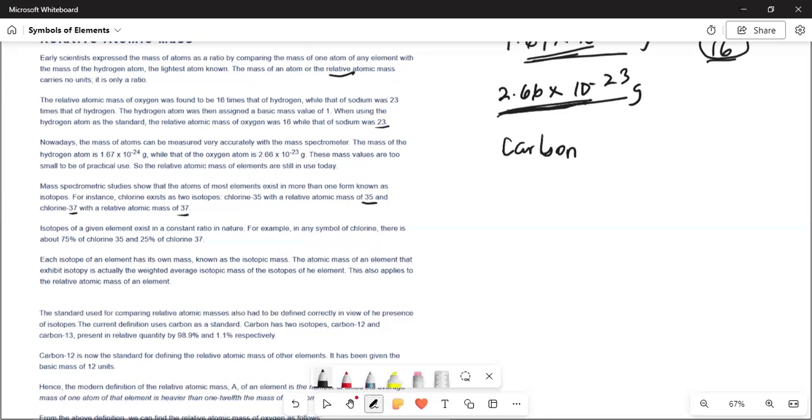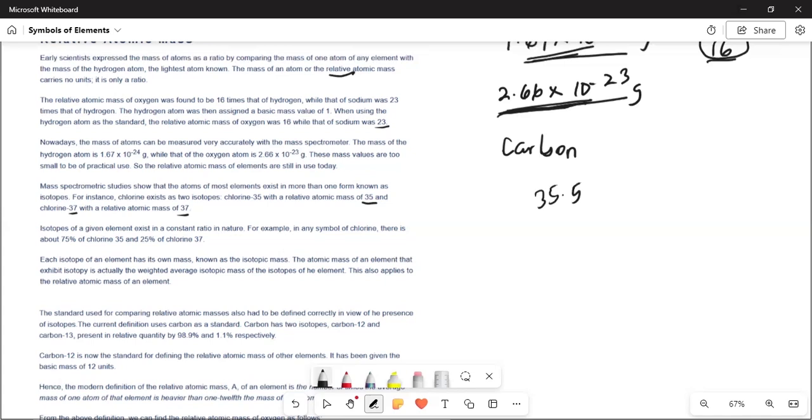Because of that, the relative atomic masses of most elements are not whole numbers, because of the presence of isotopes. Each isotope of an element has its own mass, known as the isotopic mass. The atomic mass of an element that exists as isotopes is actually the weighted average isotopic mass of all the isotopes of that element, and this applies to the relative atomic mass of that element. That is the reason why most of them are not whole numbers. You see that the value is point something. For example, chlorine's relative atomic mass is always 35.5 because of the presence of isotopes.